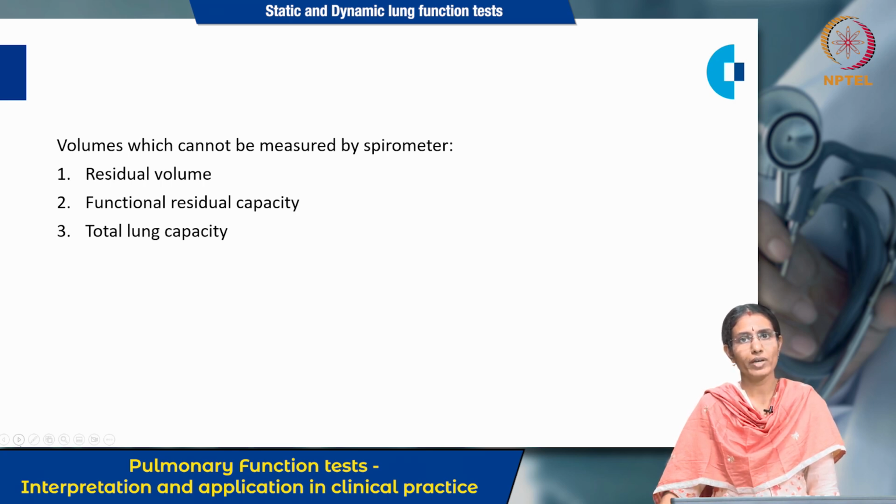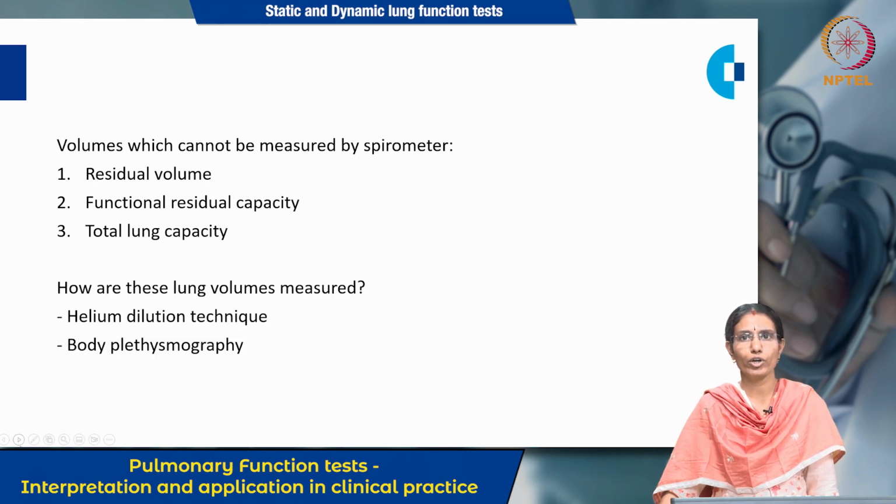But how do we measure these lung volumes and capacities? Yes, there are techniques available to measure them using the helium dilution technique and body plethysmography, which we have already seen in module 1. The principle of these two techniques was discussed in module 1. So using the spirometer, we cannot measure these lung volumes, but using these techniques, residual volume and functional residual capacity can be measured.